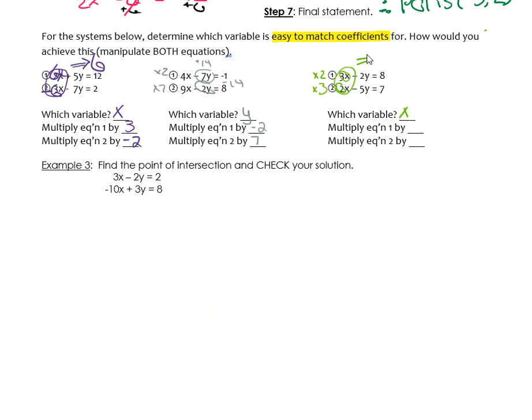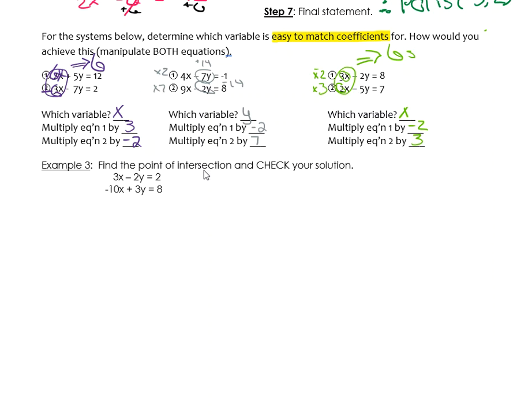That will give us, again, 6's. Remember, one needs to be positive and one needs to be negative. It doesn't matter which one. They're both positive right now, so I can pick the top to multiply by a negative 2, and the second equation I can multiply by a positive 3. That would give me a negative 6x and a positive 6x, and they would eliminate. Okay, that's just practice with getting the equations multiplied by the right value.